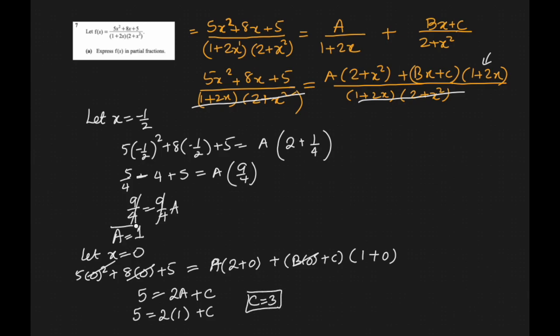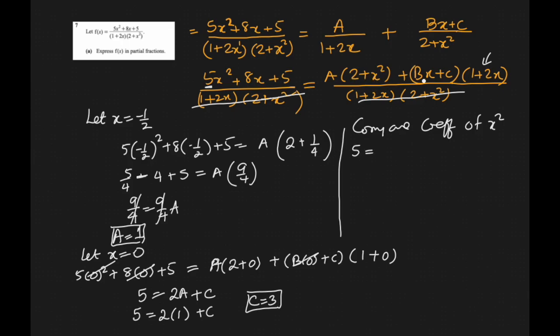So we have a equal to 1, c equal to 3. Left is b. For b, let's compare the coefficient of x square. So what is the coefficient of x square on the left side? 5. So we'll write 5 equal to.